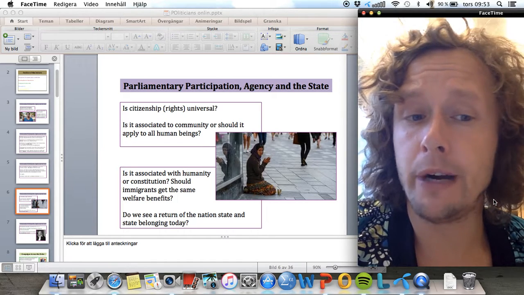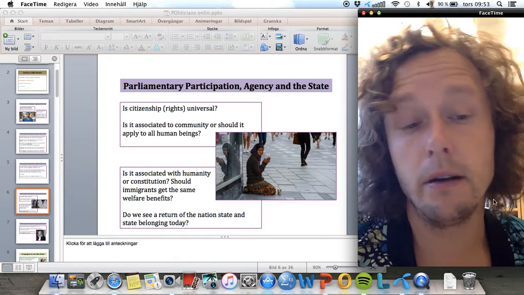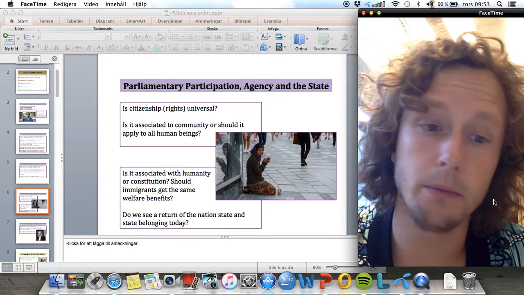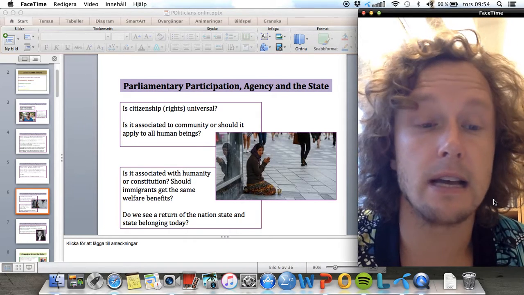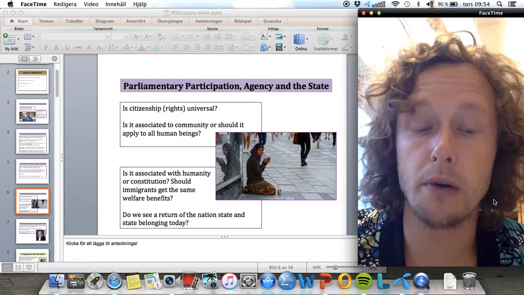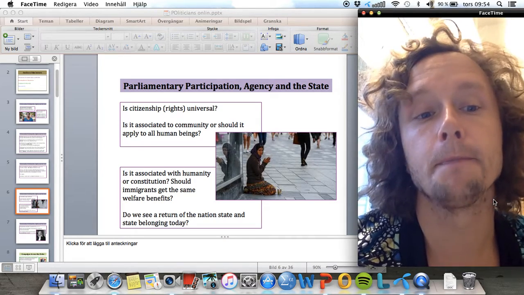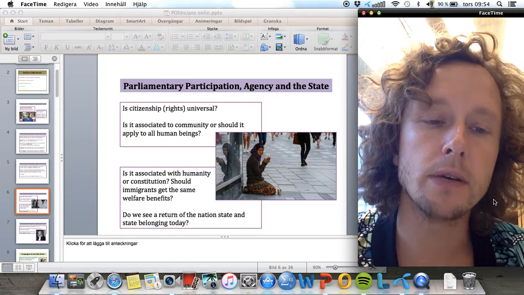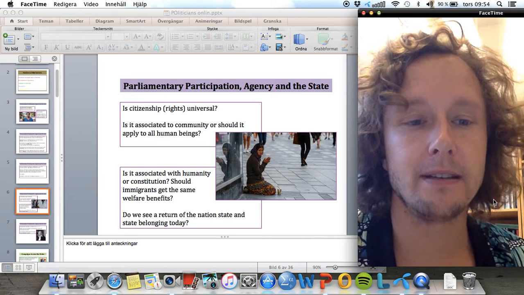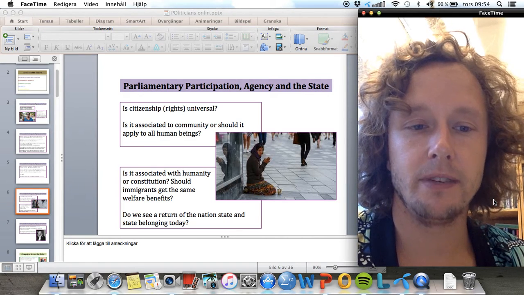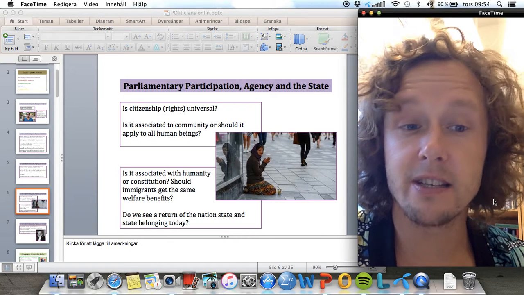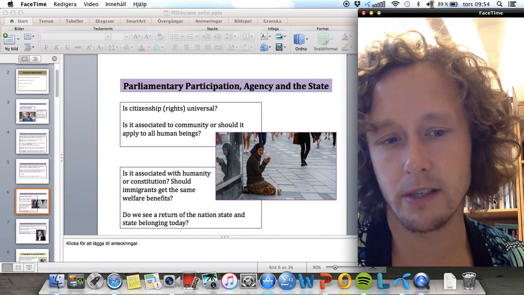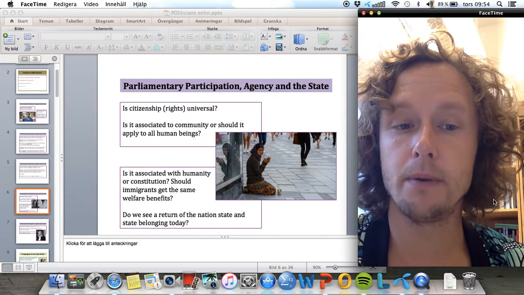And we have a debate in Sweden right now. Very recently, just two days ago, the Conservative Party, Moderaterna, has raised the issue that immigrants should not have the same welfare benefits as Swedes because they have not contributed to the welfare system with tax money. So in a sense, what we see today with the collapse of the immigration system in Europe, etc., is also perhaps a return of this nation state and state belonging.